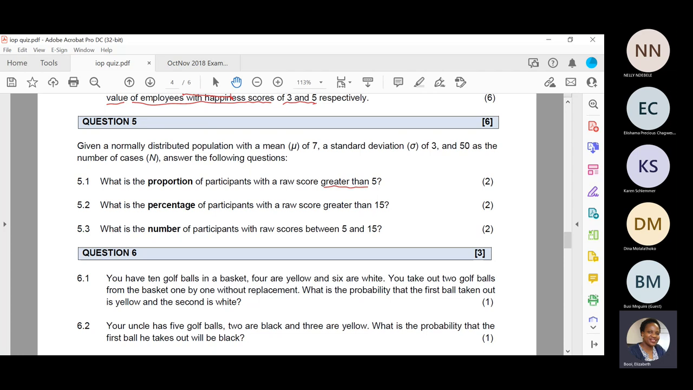How did you answer this? Remember, you need to use the Z formula. Z of greater than, X minus the mean divided by the standard deviation. The X is always given in the question. So our X is 5, minus the mean, which is 7, divided by 3.